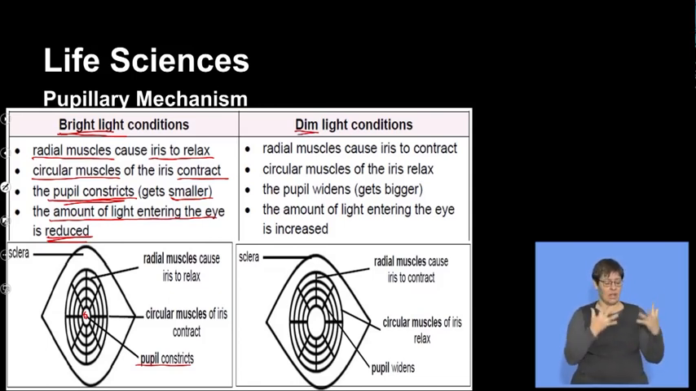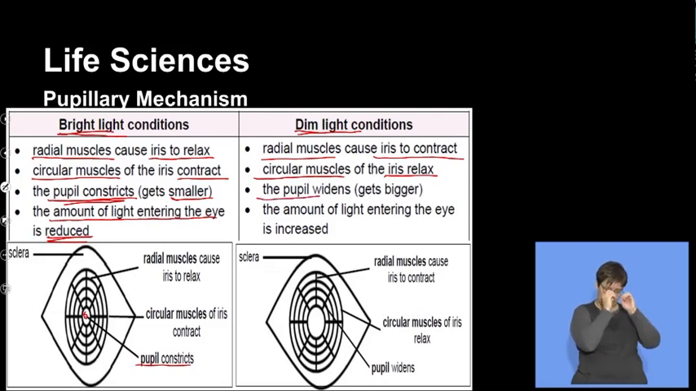What about in dim light? Still, we're talking about the radial muscles. But in this case, what do they do? They cause the iris to contract. Then the circular muscles of the iris will do what? They will relax. When they relax, then the pupil widens or becomes bigger.